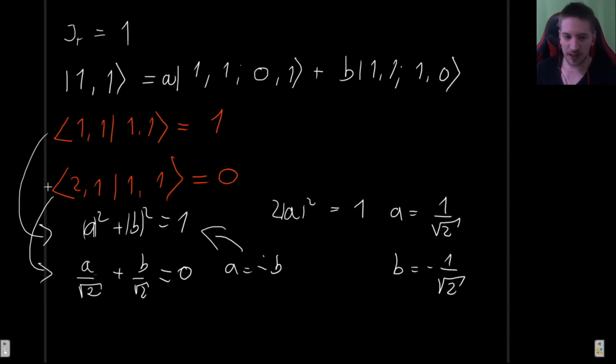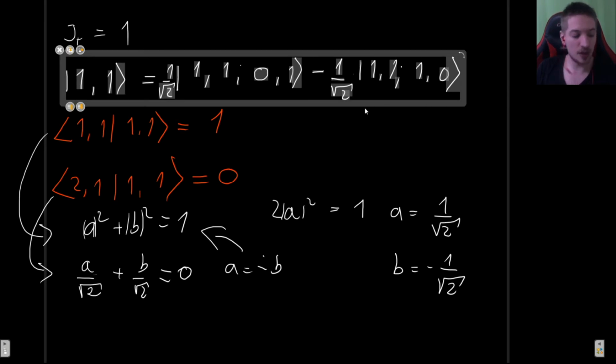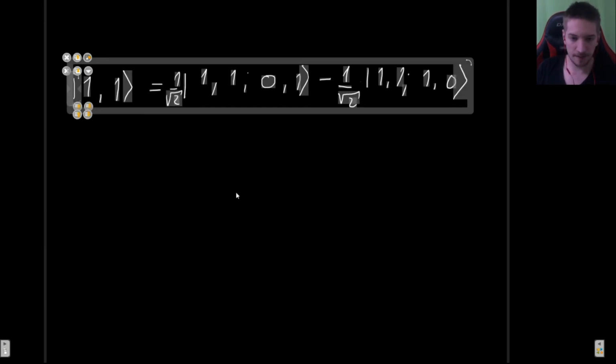So these are our two values. So it's going to be 1 over the square root of 2, 1 over the square root of 2. And now b, of course, has a minus sign, so do not forget to change it. Minus 1 over square root of 2. Okay, and now we can use this as a starting point to find all other states.